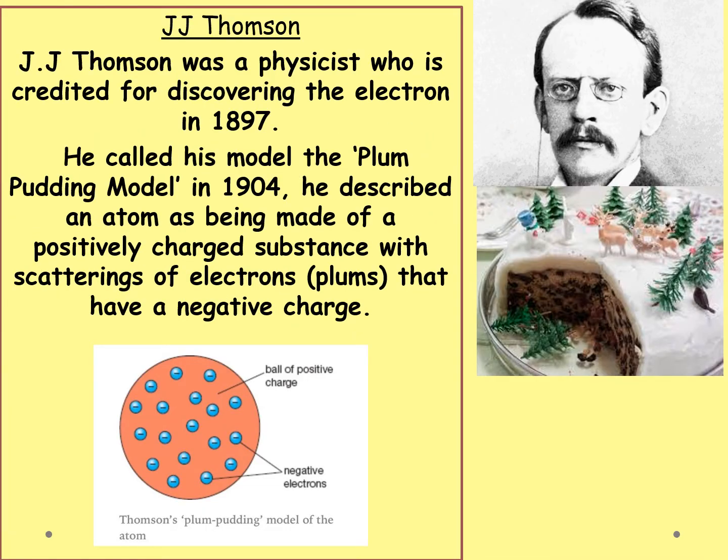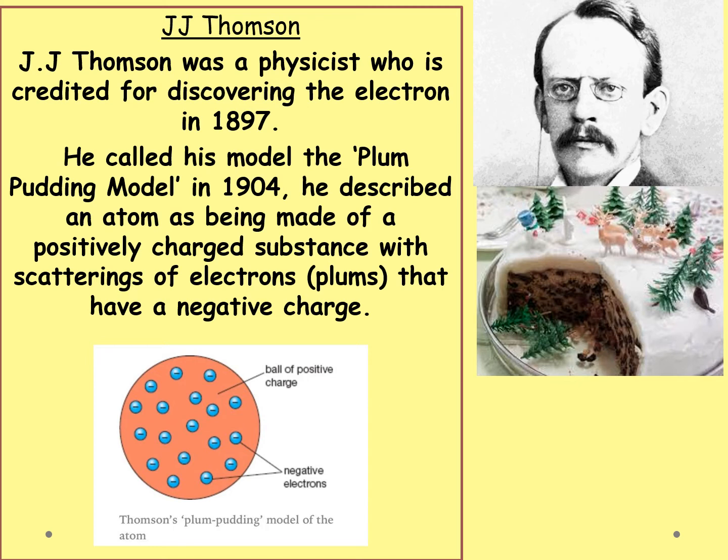Okay, our next scientist was J.J. Thompson. He was a physicist. He discovered the electron, so he discovered the first subatomic particle in 1897. He worked around his ideas a little bit and then came up with the idea that an atom looks a bit like a plum pudding.